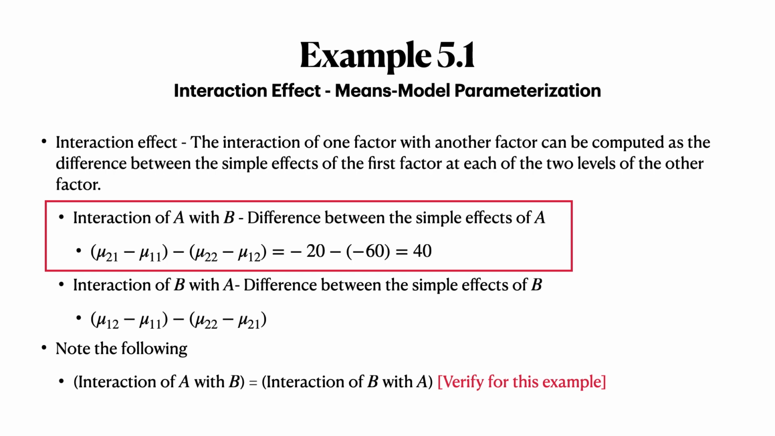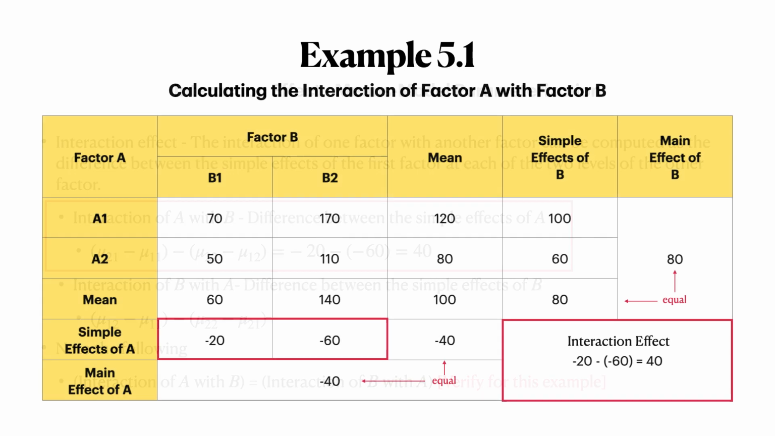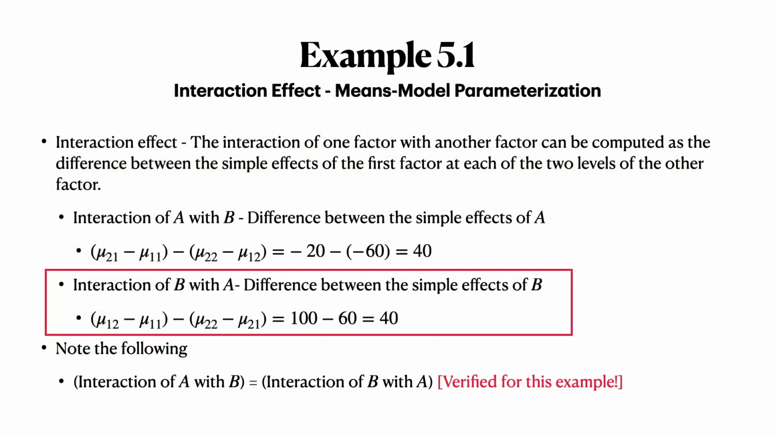So the interaction of A with B is the difference between the simple effects of A. The simple effects of A were shown to be negative 20 and negative 60. When we take the difference, we get a positive 40. Here I'm showing the difference between the simple effects of A, negative 20 minus a negative 60, and that gives us positive 40. And then we can look at the interaction of B with A, the difference between the simple effects of B, so 100 minus 60, and that also gives us a value of positive 40.